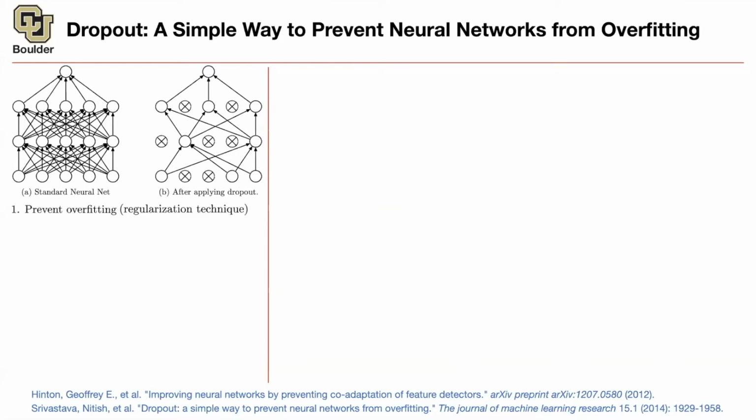So there are two objectives. One is preventing overfitting. In that sense, it's just a regularization technique. The other one is you want to combine exponentially many different neural nets. And these are the types of neural net architectures that you're combining.